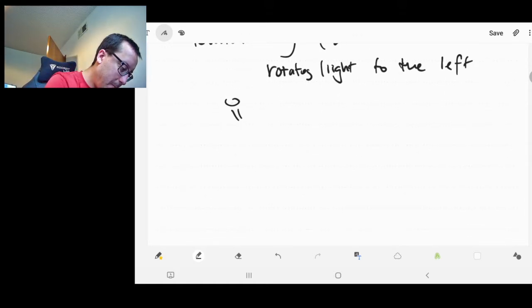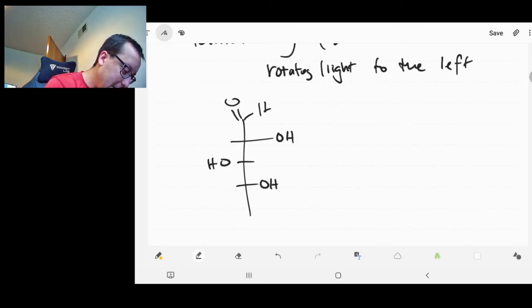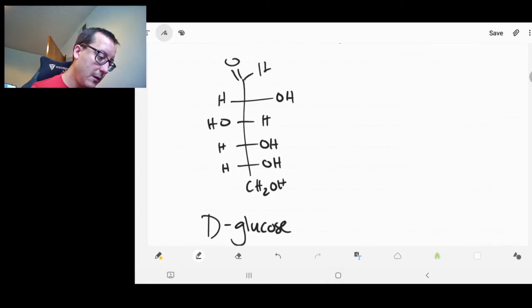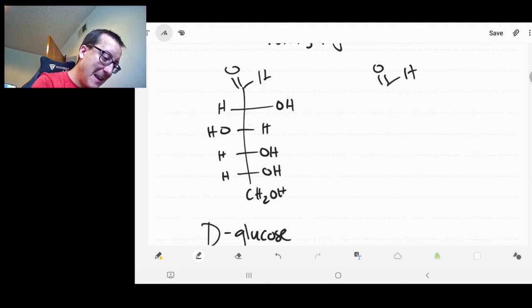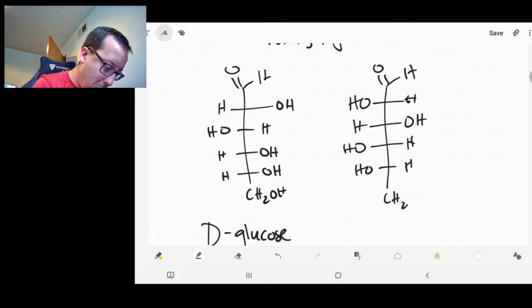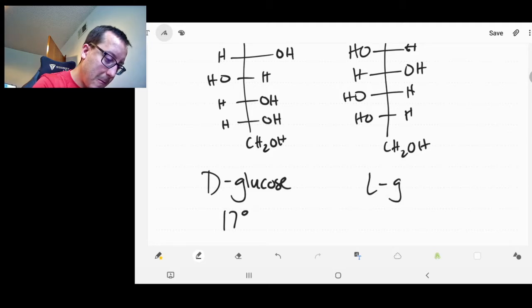So something like glucose, this is D-glucose here, will rotate light to the right. I'm going to make up a number. Let's say it rotates 17 degrees to the right. Its opposite, what's called an enantiomer, which is going to have these hydroxyls on the opposite side, is L-glucose.